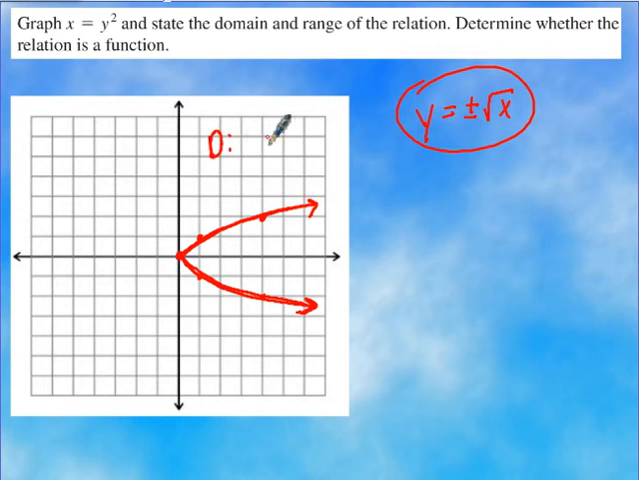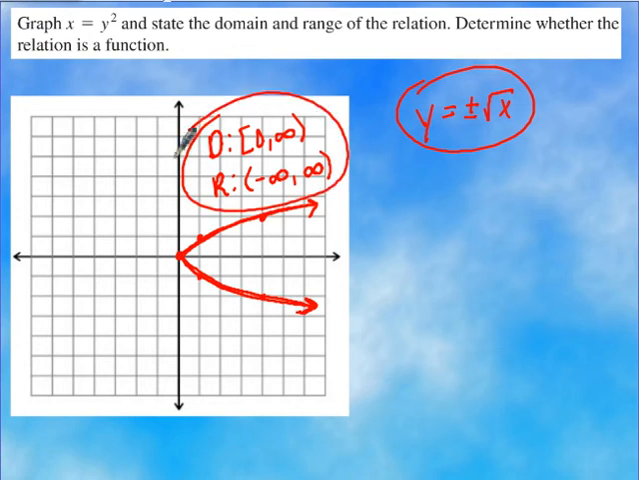Domain, you can only plug in things from 0 up. Now range, a little bit different on this. Where does the graph start down here? I don't know, it keeps going down forever. So from negative infinity is where it starts, and it goes up. Well, there's no top. So the range is actually negative to positive infinity.